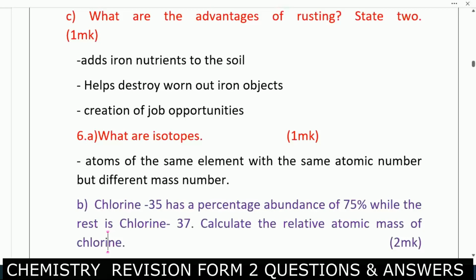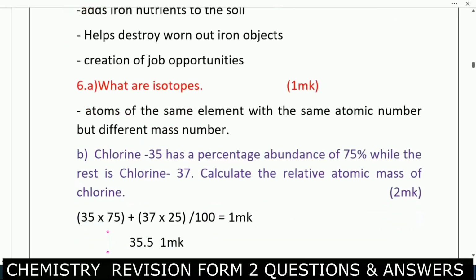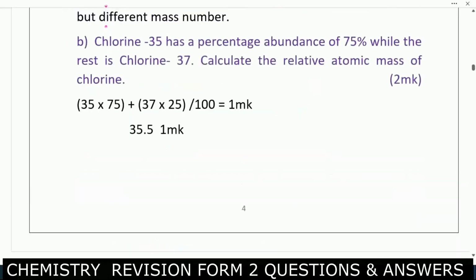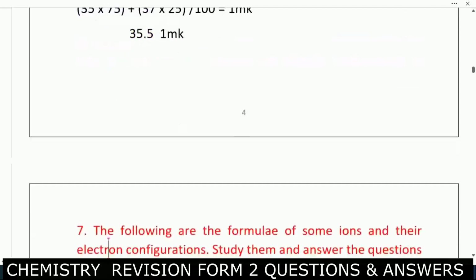What are isotopes? Isotopes are atoms of the same element with the same atomic number but different mass number. We go to the next one. Chlorine 35 has a percentage abundance of 75, while the rest is chlorine 37. Calculate the relative atomic mass of the chlorine. That is how you calculate that.